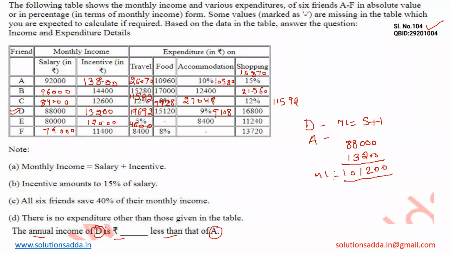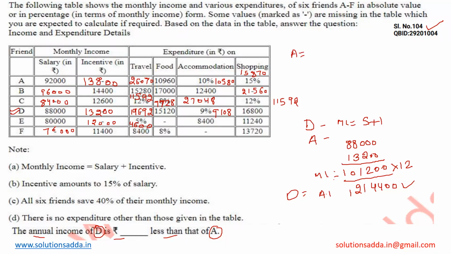So this is the monthly income, and how can we calculate the annual income? By multiplying it by 12. So here we will get the value of 1214400. This amount will be the annual income of person D. Likewise, we can calculate the annual income for person A.